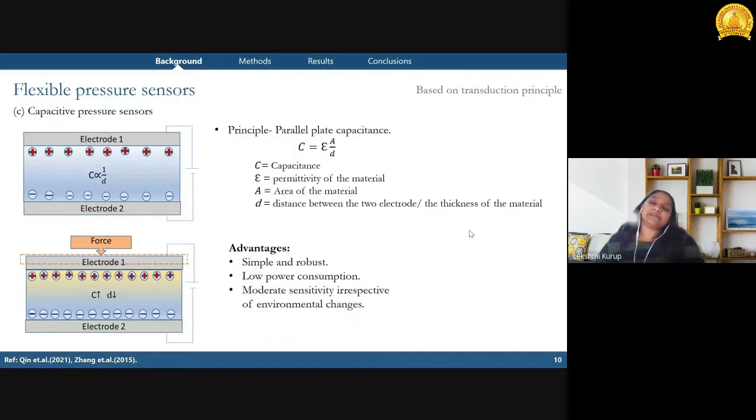Now, the advantages of capacitive pressure sensors are that they are simple and robust in nature, have low power consumption, and provide a moderate sensitivity irrespective of environment change. That is, the sensitivity doesn't depend upon temperature or humidity. The only limitation is that the sensitivity is low. Compared to piezoresistive and piezoelectric pressure sensors, which provide a higher sensitivity but depend upon the temperature, here the sensitivity doesn't depend on any environmental changes, but it's low.